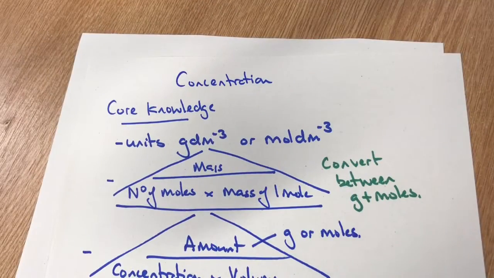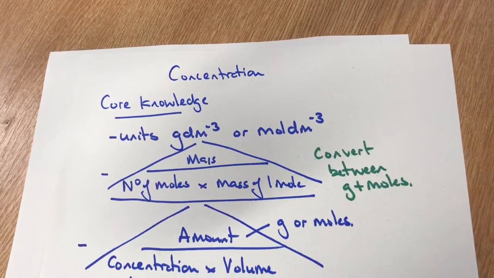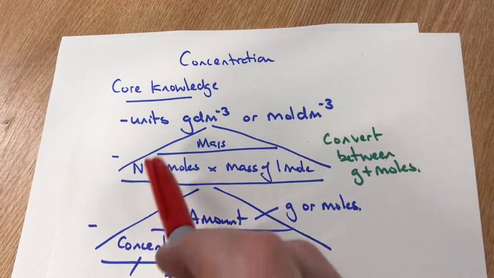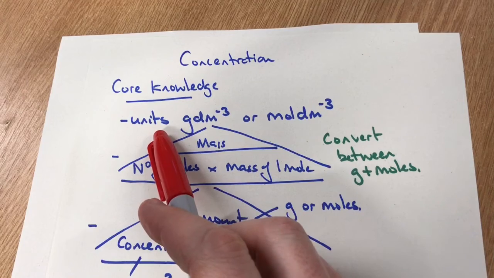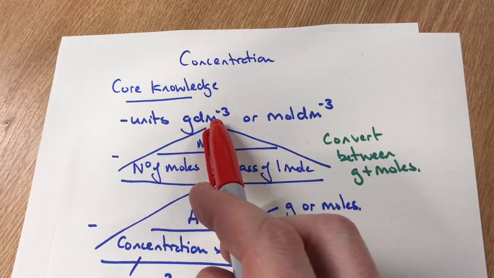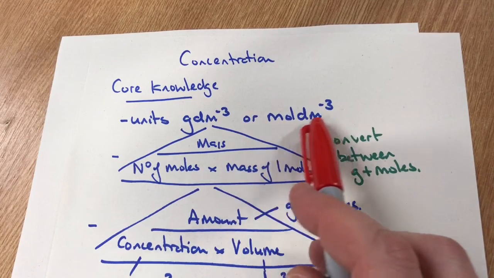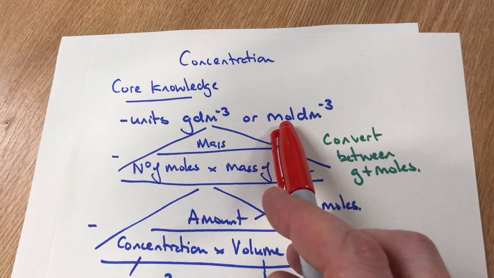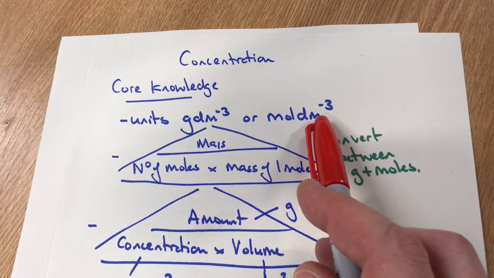Okay, in this video, we're going to look at calculating concentration. We need to have some core knowledge in order to get into this topic. The core knowledge we need to understand is that the units for concentration are either grams per decimeter cubed or moles per decimeter cubed. Moles is often shortened in concentration to mol, but this is moles per decimeter cubed.